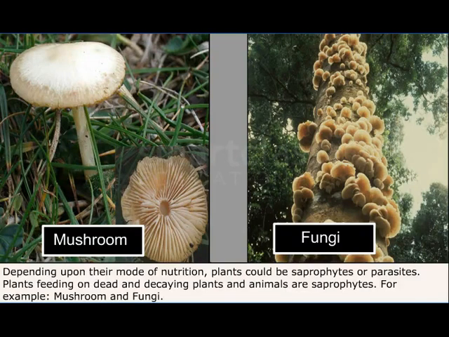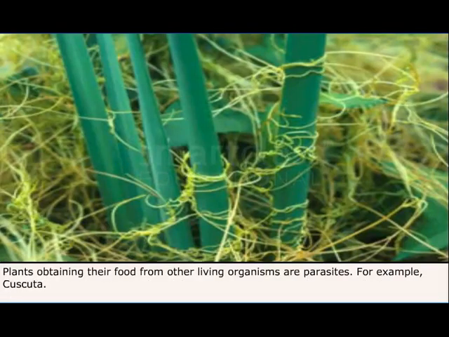Depending upon their mode of nutrition, plants could be saprophytes or parasites. Saprophytes. Plants feeding on dead and decaying plants and animals are saprophytes. For example, mushroom and fungi. Parasites. Plants obtaining their food from other living organisms are parasites. For example, cuscuta.